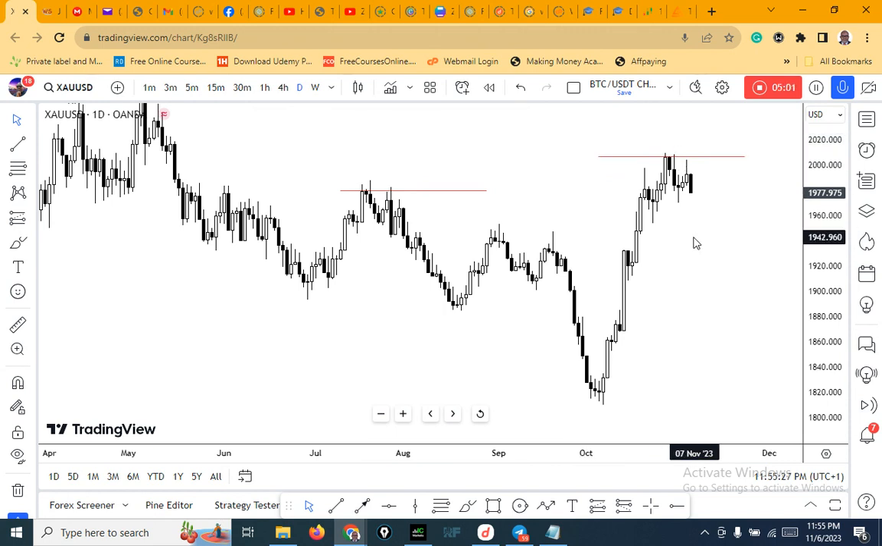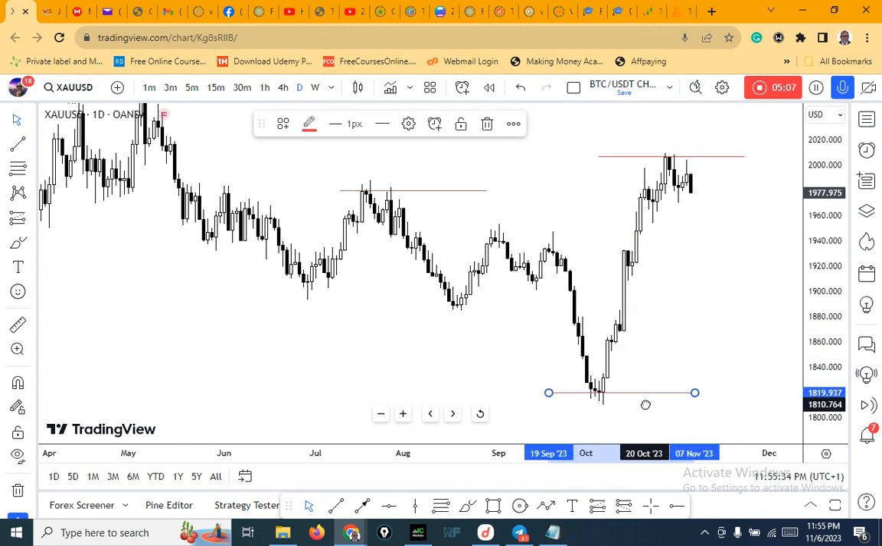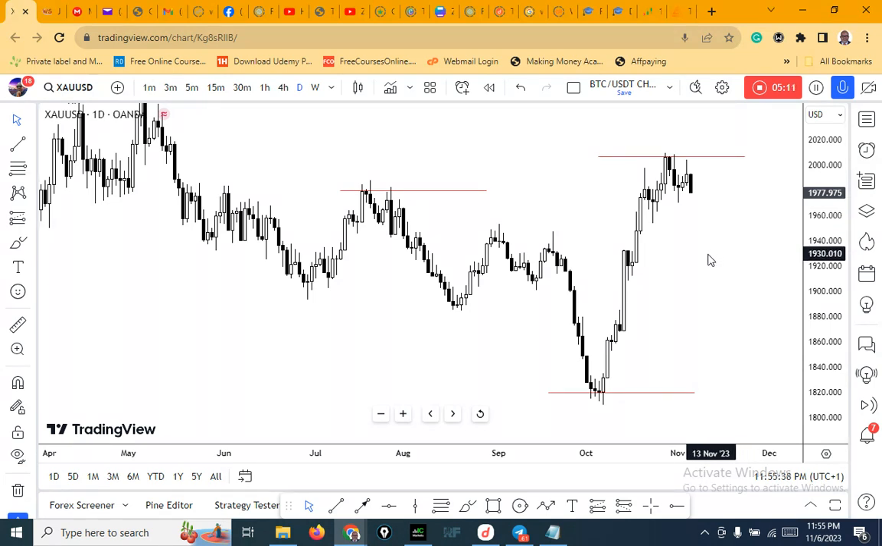So the market is in an uptrend. And the higher low is here. All right, so this is the higher low. So the market is still in an uptrend. Some people may argue that the higher low is here. Whichever way you place it, this market is still in an uptrend.